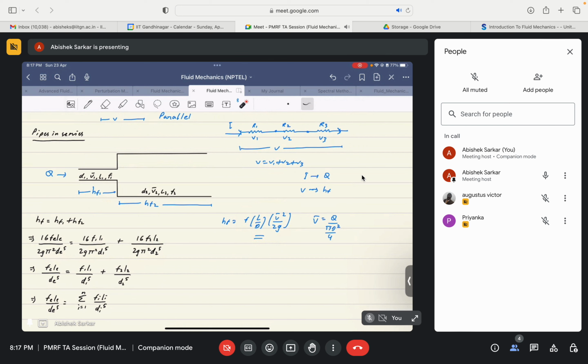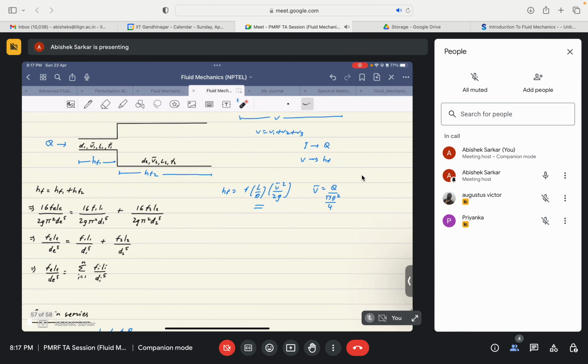Since 16 by 2g pi square is a constant, we can remove it from all the terms, and we basically get Fe Le, where Fe denotes the effective friction factor and Le denotes the effective length of the pipe. Say if we were to substitute this series of pipes with a single pipe, the effective friction factor for that single pipe would be denoted by Fe, and the effective length by Le. So keeping that concept in mind, you can write Fe Le over d to the power 5 is equal to f1 L1 over d1 to the power 5 plus f2 L2 over d2 to the power 5.